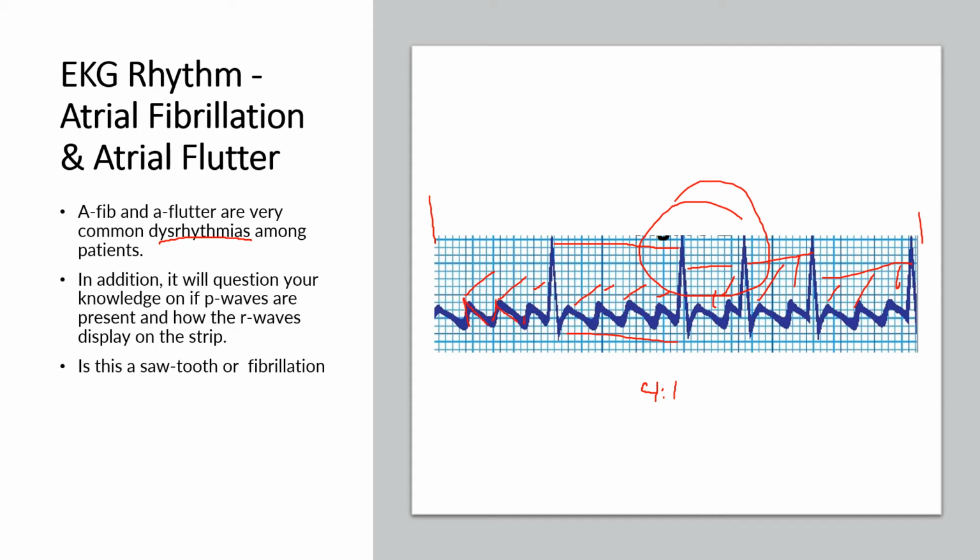Do you see that? So we call these sawtooth. Sawtooth is equal to atrial flutter. This is the distinction for your atrial flutter. So go on the internet, go to your textbook, and review some more the difference between atrial fibrillation and atrial flutter.